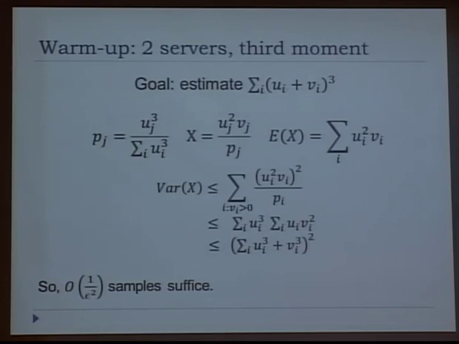And this variance is perfectly fine for us, because the quantity we are estimating is exactly the summation of u_i cubed plus v_i cubed. So the standard deviation is of the right order. In fact, you need only 1 over epsilon squared samples for 2 servers, third moment. Okay, so that's the total amount of communication, that times log.